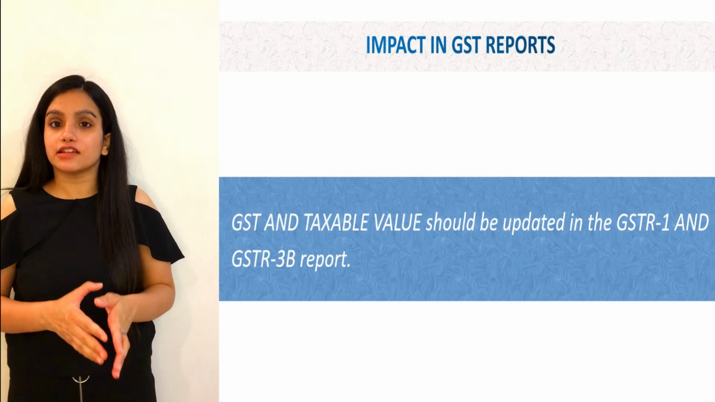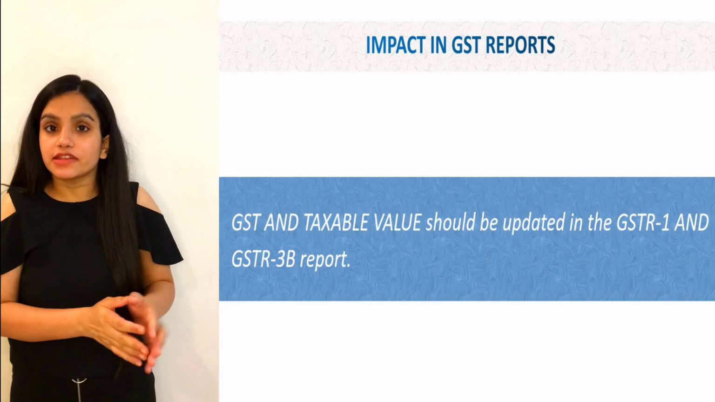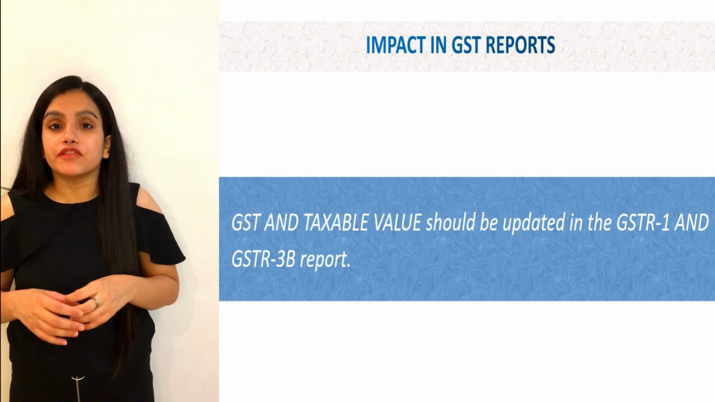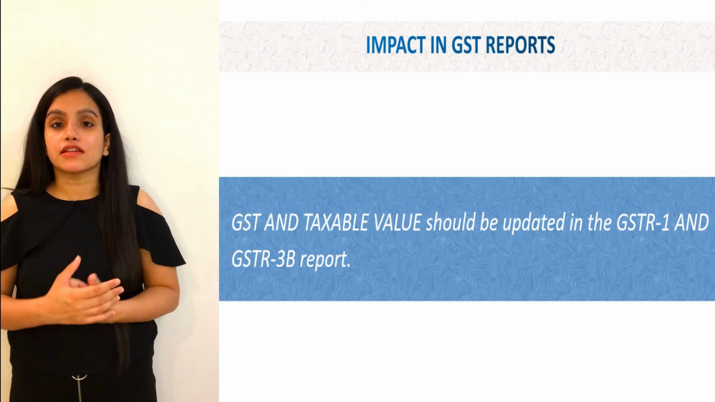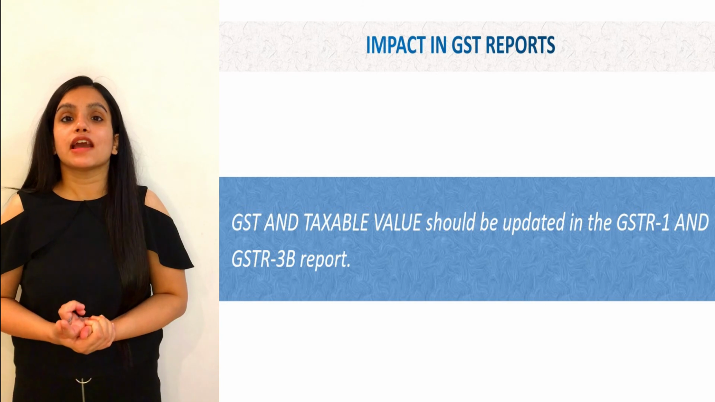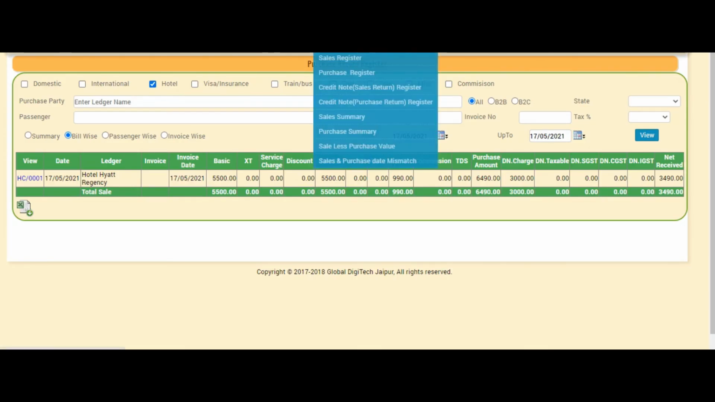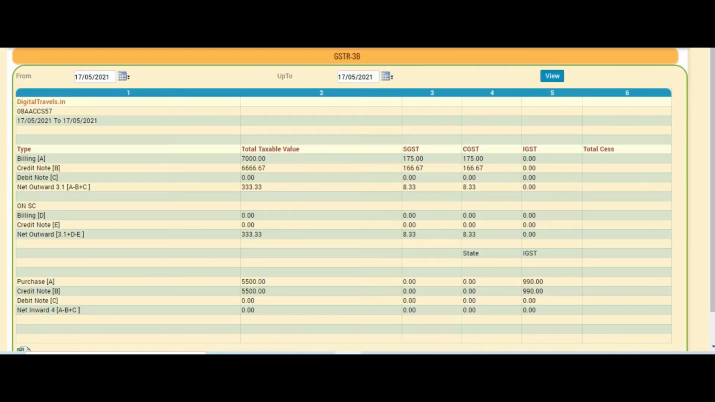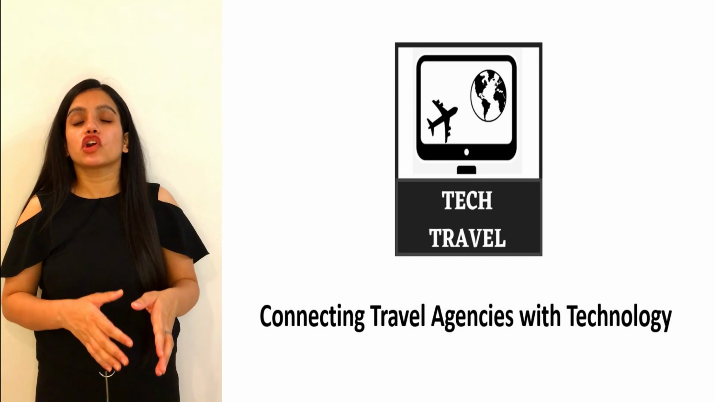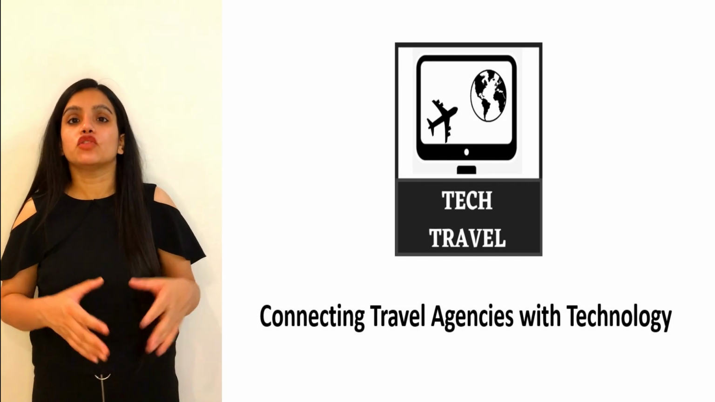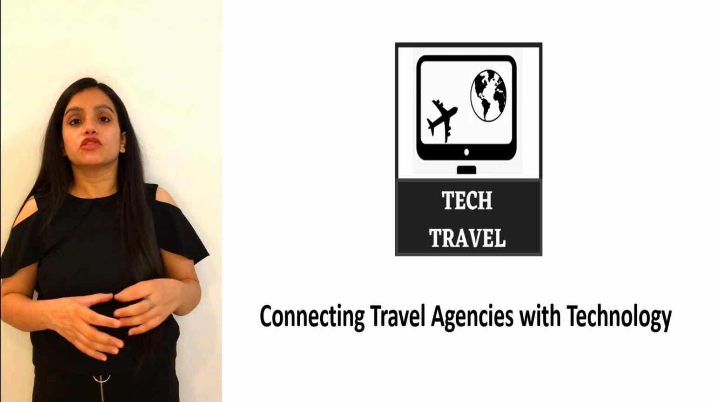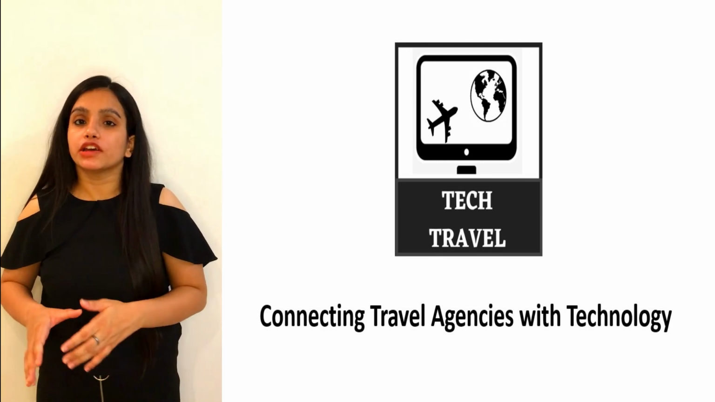Impact in the GST report. The impact of GST of hotel billing should get reflected in the respective GSTR 1 and GSTR 3B report. The GST related to hotel billing has been reflected in the GSTR 1 and GSTR 3B report. And by this, we will be able to record all the details related to hotel booking and hotel billing in our accounting software.